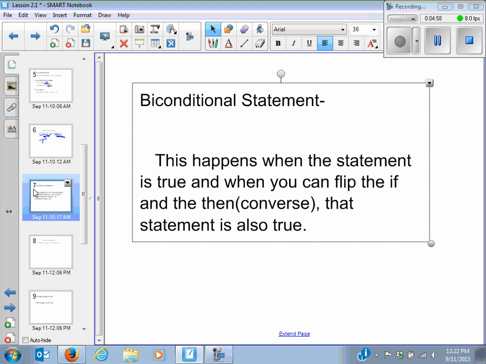This is what happens when a statement is true when you say it the original way. So like the example that we had, if I got all A's on my report card, then I will get a car. If the truth value of that is true, and I can switch the other part, which says if I got a car, then I got all A's on my report card, if that is also true, we can call that a biconditional statement.